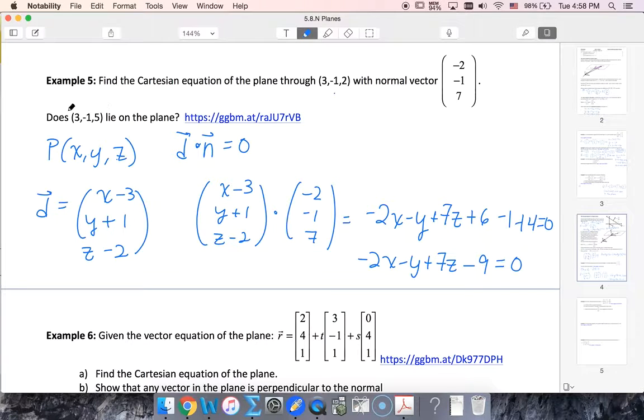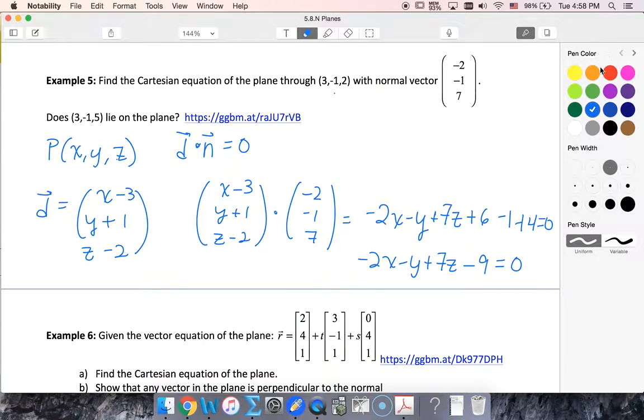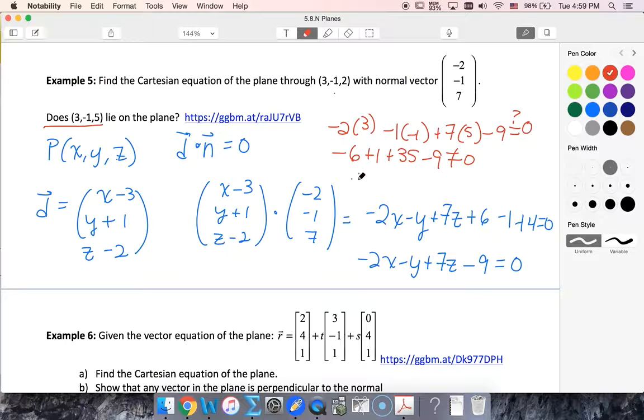We're asked, does this point lie on the plane? So I can just test it. So I'll switch colors here to test. All right, so we've got -2 times 3, -1 times -1, plus 7 times 5, minus 9. Does that equal 0? Well, -6 plus 1 plus 35 minus 9 definitely does not equal 0. Therefore, the point is not on the plane.